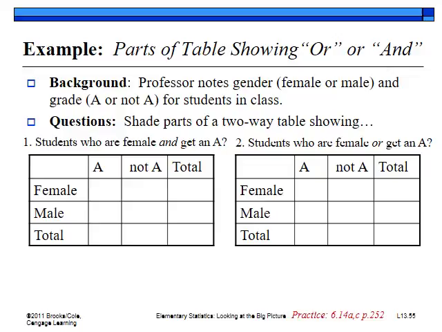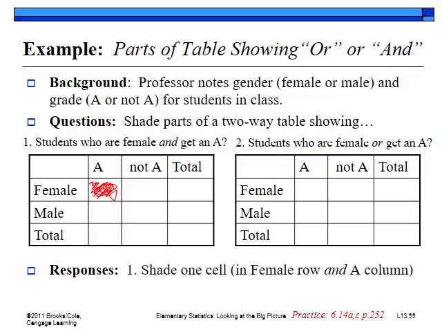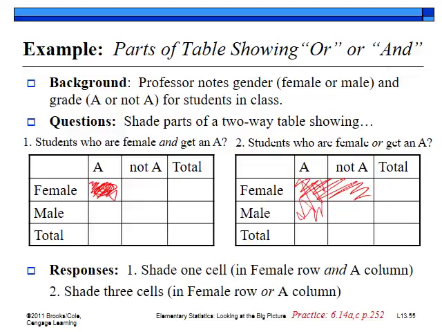The students who are female and got an A are the ones who are in both the female row and the A column. So that's just one cell. But to be a female, just a female, you can be anywhere in the female row. To get an A, you can be anywhere in the A column. So there are 3 cells in the two-way table that represent students who are female or who got an A.